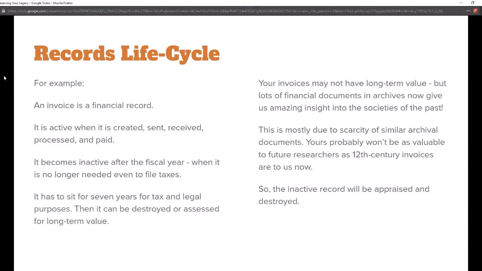So let's walk through some examples real quickly. You probably have lots of invoices. It stays active for many, many years because you need it for tax and legal purposes. It still needs to be referred to just in case you get audited, that sort of thing.